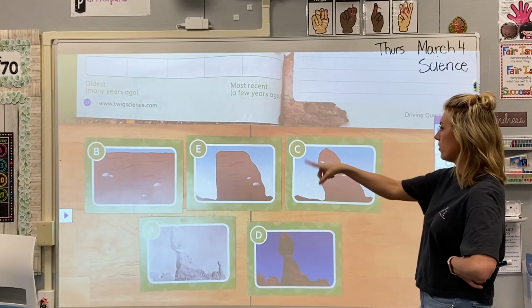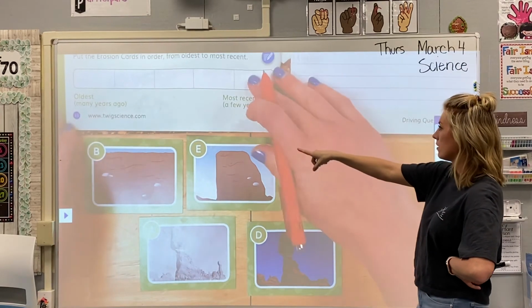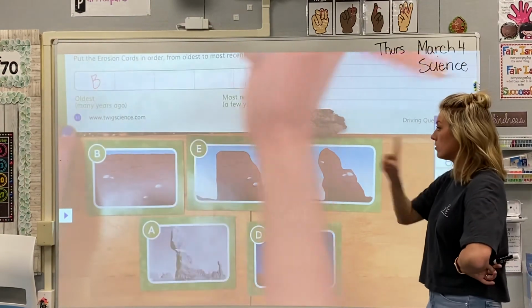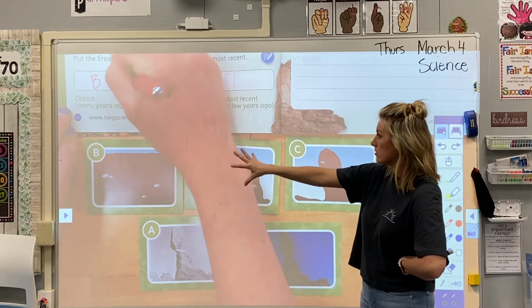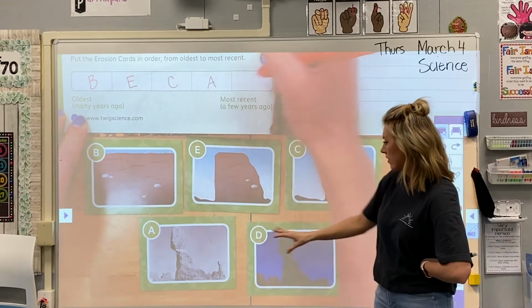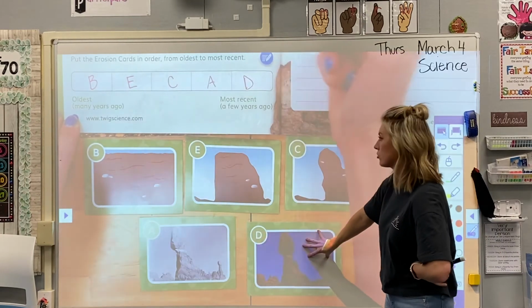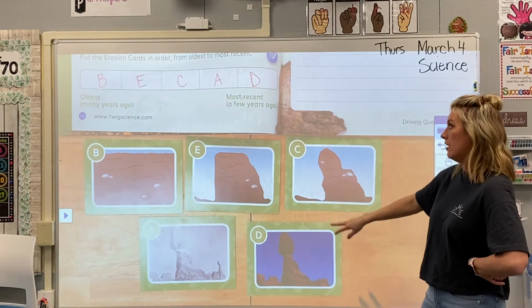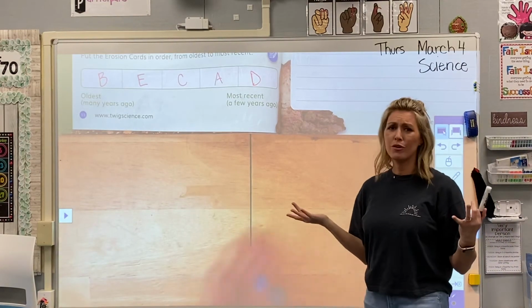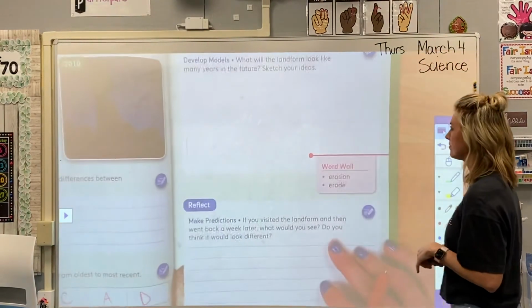So maybe we can put these card letters in order. You guys copy this on yours. It looks like B was first. It's the oldest complete wall, followed by E, then C, then A, and then our most recent picture of that structure is D. All right, great job. Thank you for your help. You guys were so helpful in sorting those cards just now.